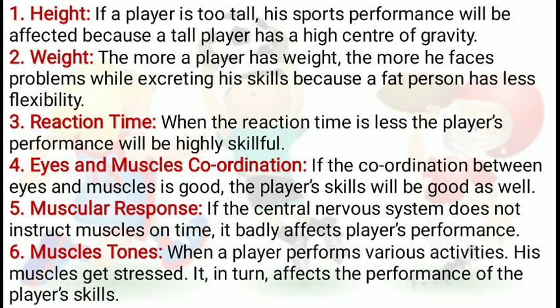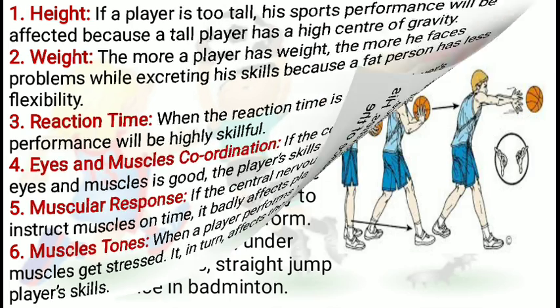Then we have muscle tone. When the player performs various activities, his muscle gets stressed. It in turn affects the performance of the player's skill. So muscle tone is also one of the factors. So these are the factors: height, weight, reaction time, eye and muscle coordination, muscular response, and muscle tone. These are the factors which affect the skills.